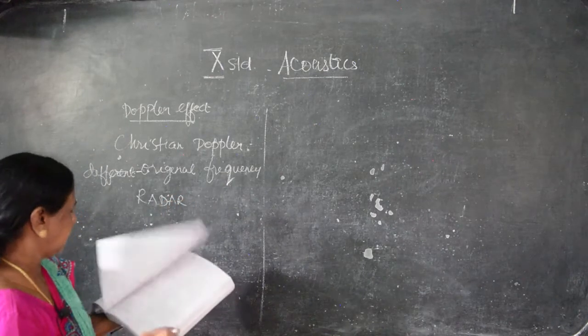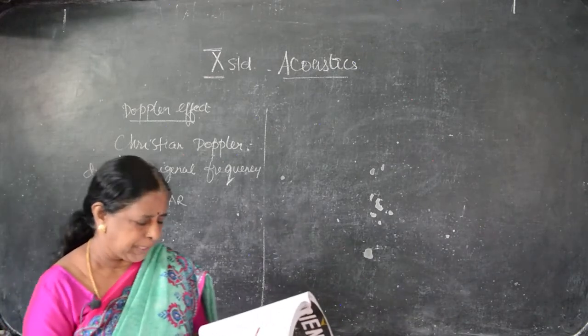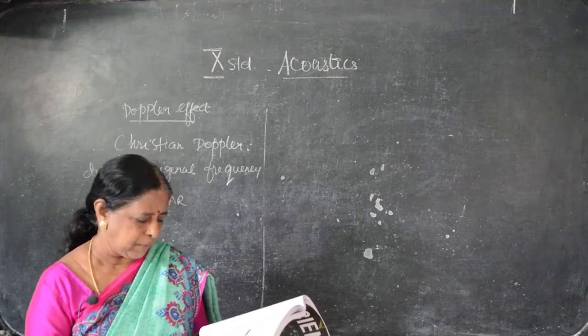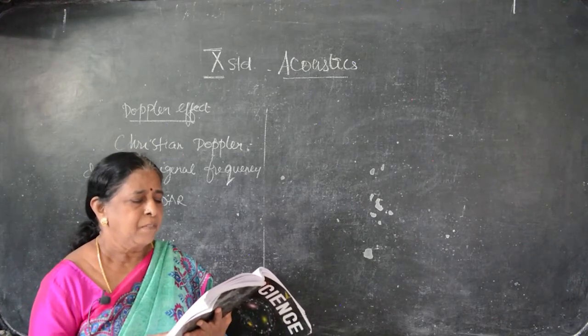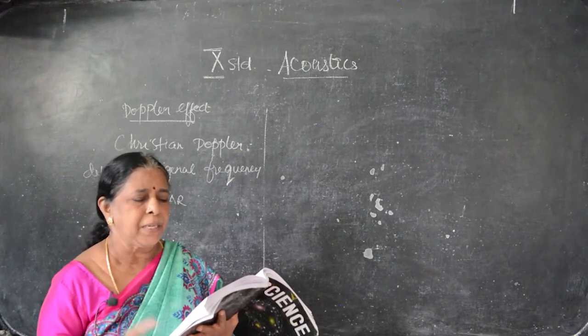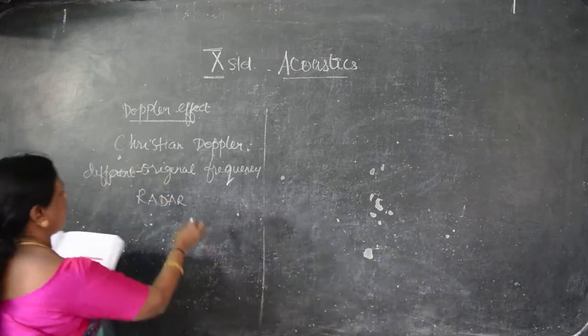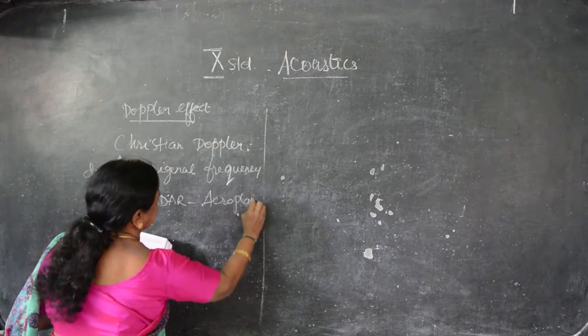That is what this radar stands for: radio detection and ranging. Radio waves are sent, and the reflected waves are detected by the receiver of the radar station. From the frequency change, the speed and location of the aeroplanes and aircrafts are tracked. This is very important. Aeroplanes and aircraft, that is jets we are saying.